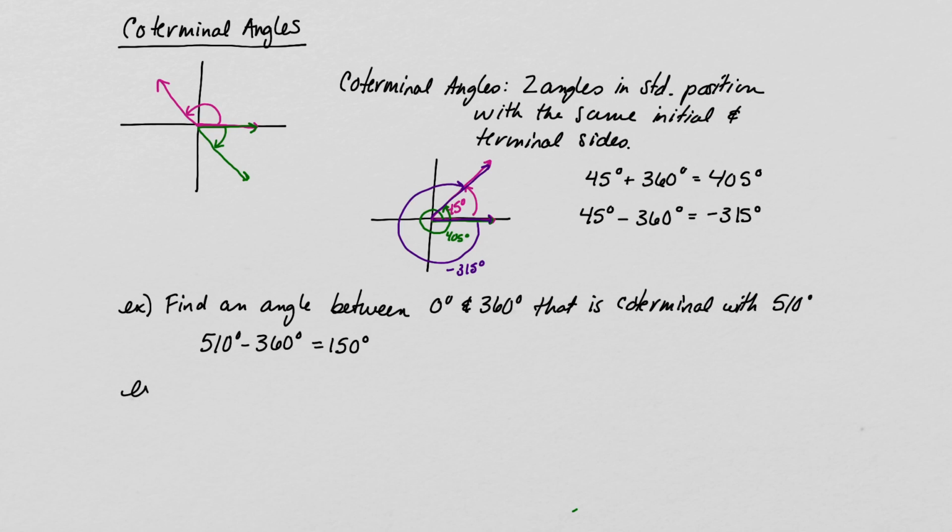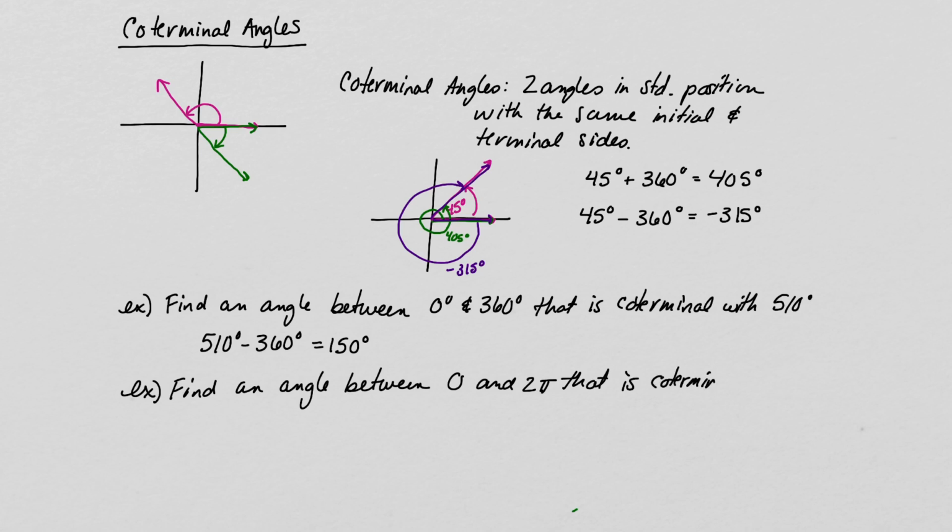You might also see problems written in radians, right? So find an angle between 0 and 2 pi that is coterminal with, I wrote down the wrong thing, minus 2 pi over 3. The answer is going to be 4 pi over 3, and we're going to get to that.